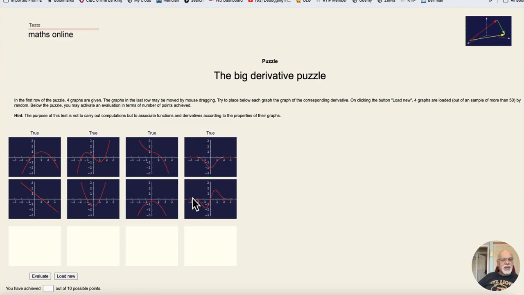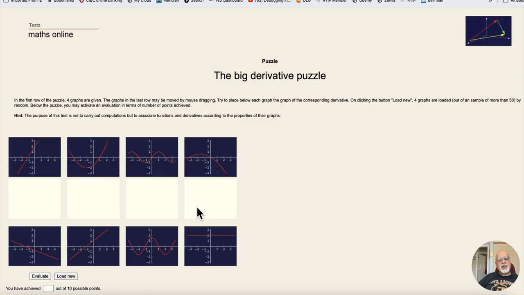And once you've done that, you notice it tells you at the top what your marking is, that they were all true. And if you say evaluate, it says in this case I got 10 out of 10. So it's a good thing to play around with. You can say load new, and it'll come up with some new graphs, some that you may not have seen yet. We'll be taking a look at sinusoidal curves some other time. So play around with this. It's great fun. It gives you a good appreciation for how a function and its derivative are related. All right, so let's close this up.